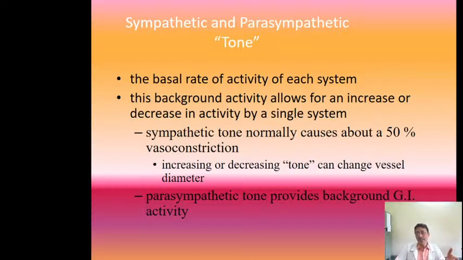Decrease the sympathetic tone, and because of the reduction in the tone, the size of the arterioles will increase. So increasing the sympathetic tone can cause severe vasoconstriction. Decreasing the sympathetic tone may cause vasodilatation. It is not only for the arteries, it is for the big arteries and the small arteries, and also for the veins. Similarly, a small amount of parasympathetic stimulation is always there, and that provides the background GI activity.